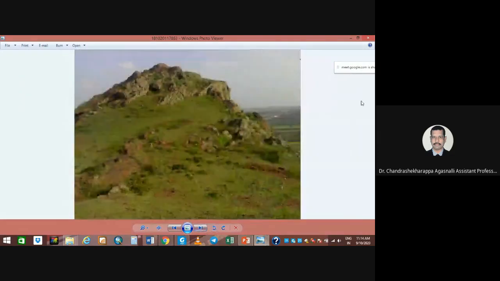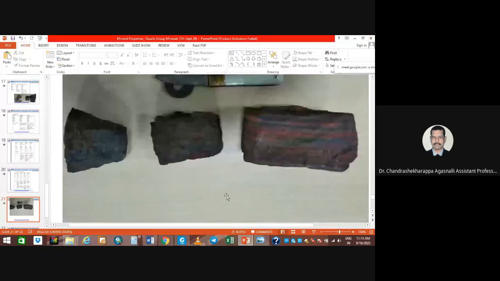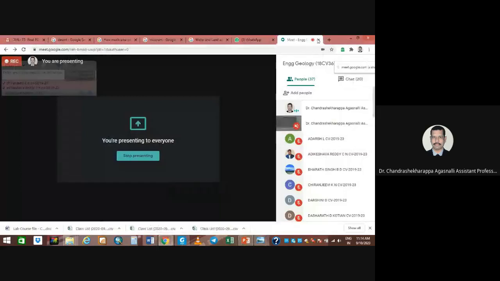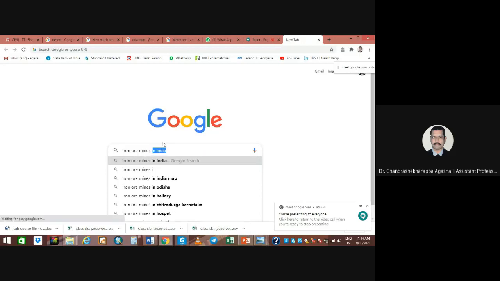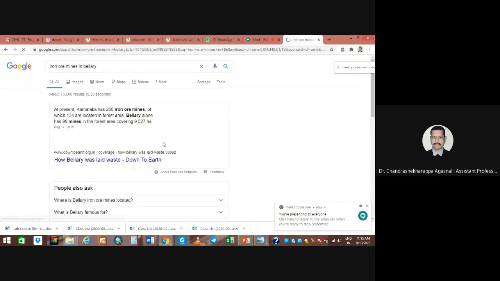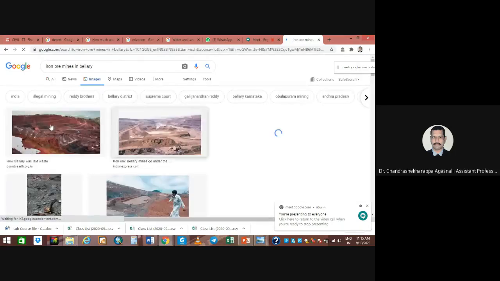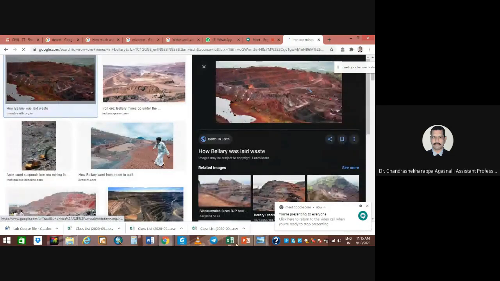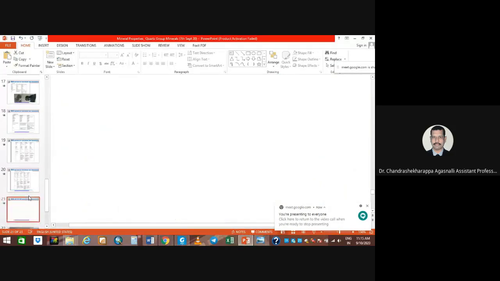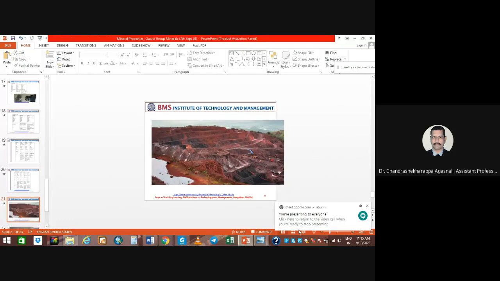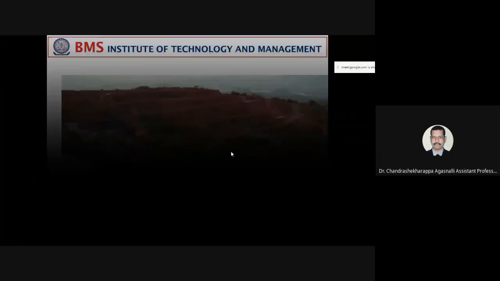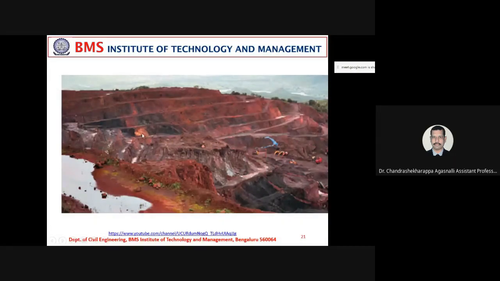Let me go back to the iron ore mines. This is how the mine areas look. Here you can see this iron ore mine. It's so difficult to distinguish. Yeah, this is reddish color. This is rich iron ore here.